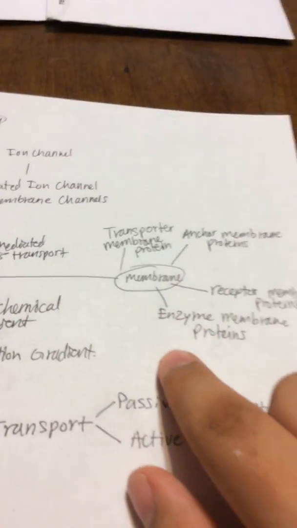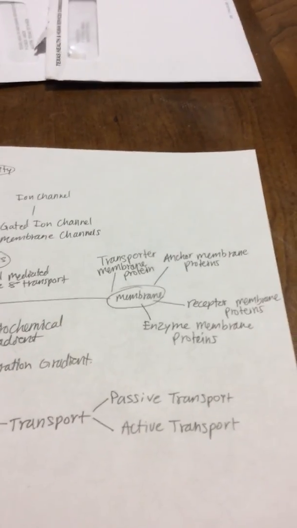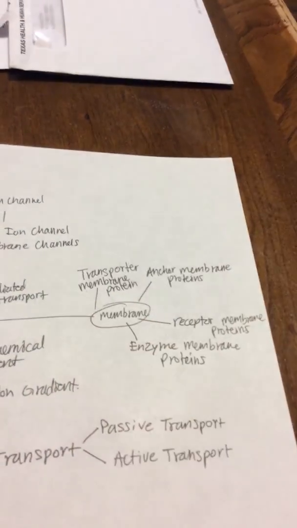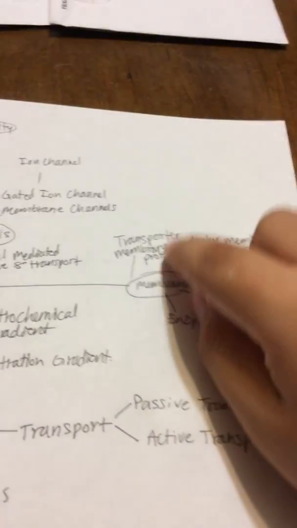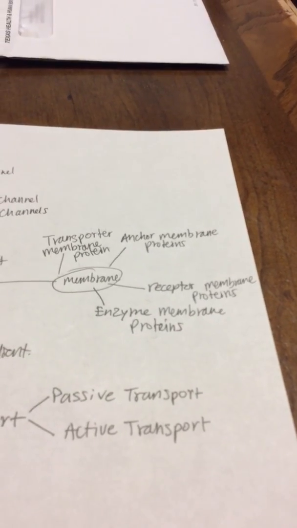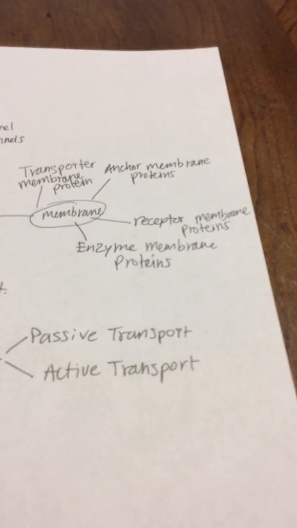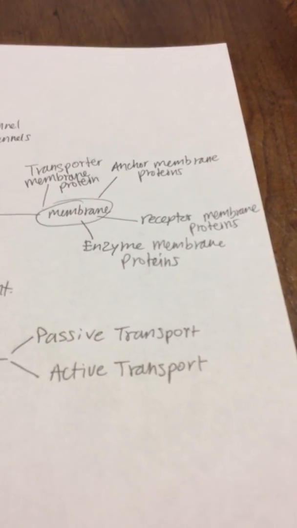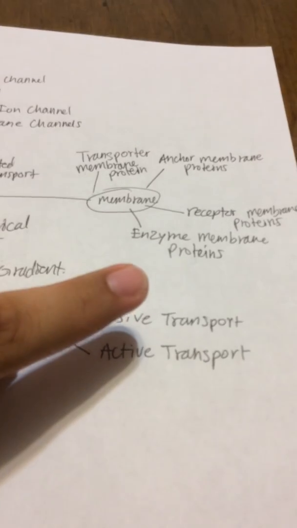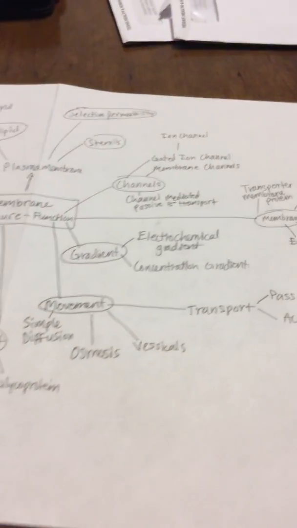Here we have our membrane proteins. We have our transporter membrane proteins, anchor membrane proteins, receptor, and enzyme membrane proteins. The transporter membrane proteins are the ones that decide what molecules will pass through the membrane. The anchor membrane proteins are attached to a matrix. The receptor membrane proteins receive chemical signals and transfer them to the membrane. And the enzyme membrane proteins catalyze what happens within the membrane.